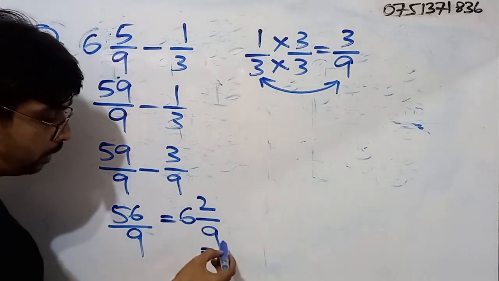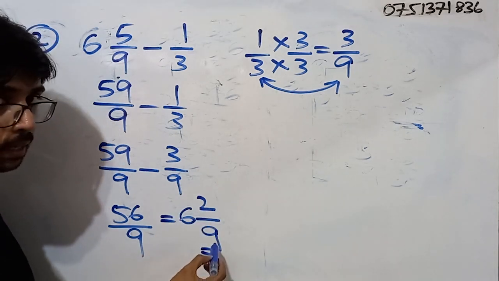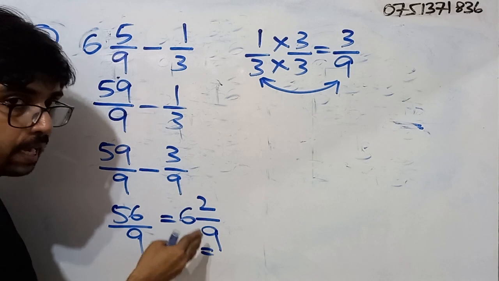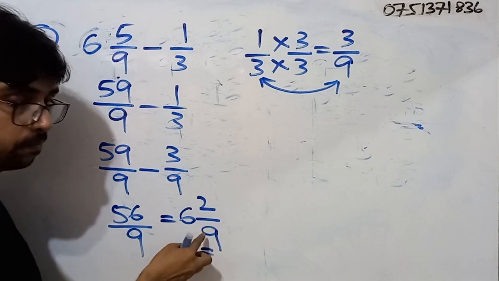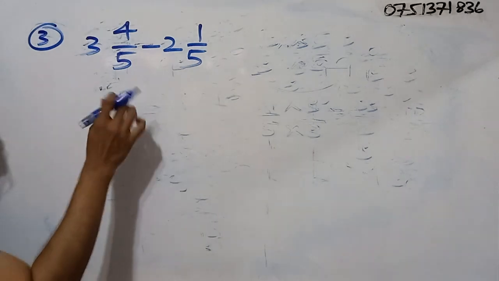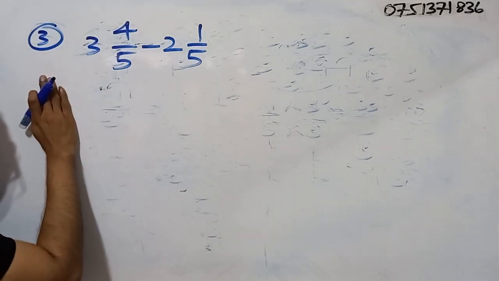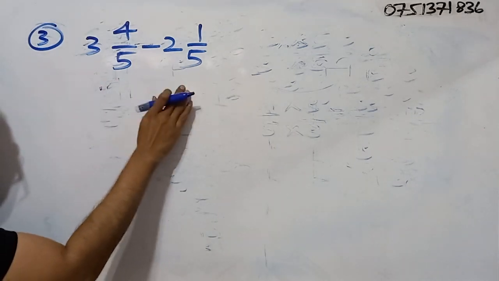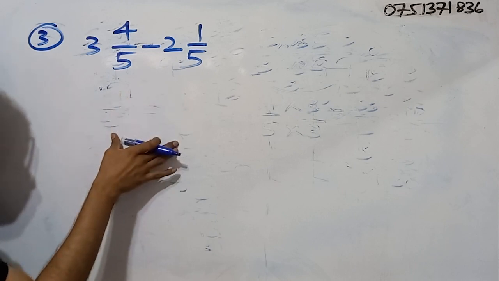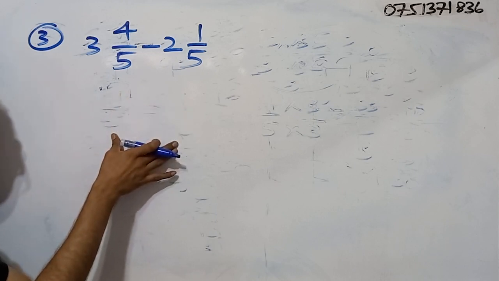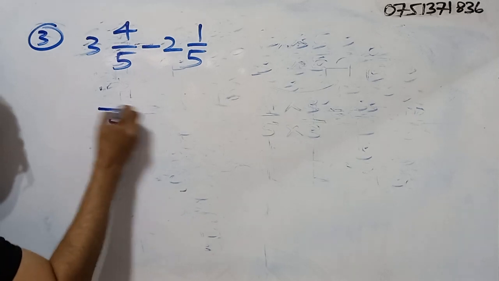So always remember, check the final answer, because if we can simplify the fraction part, we have to do that. So example number 3. We have been given two mixed numbers. We have to convert them into what? Improper fractions. Right? So denominator is 5.